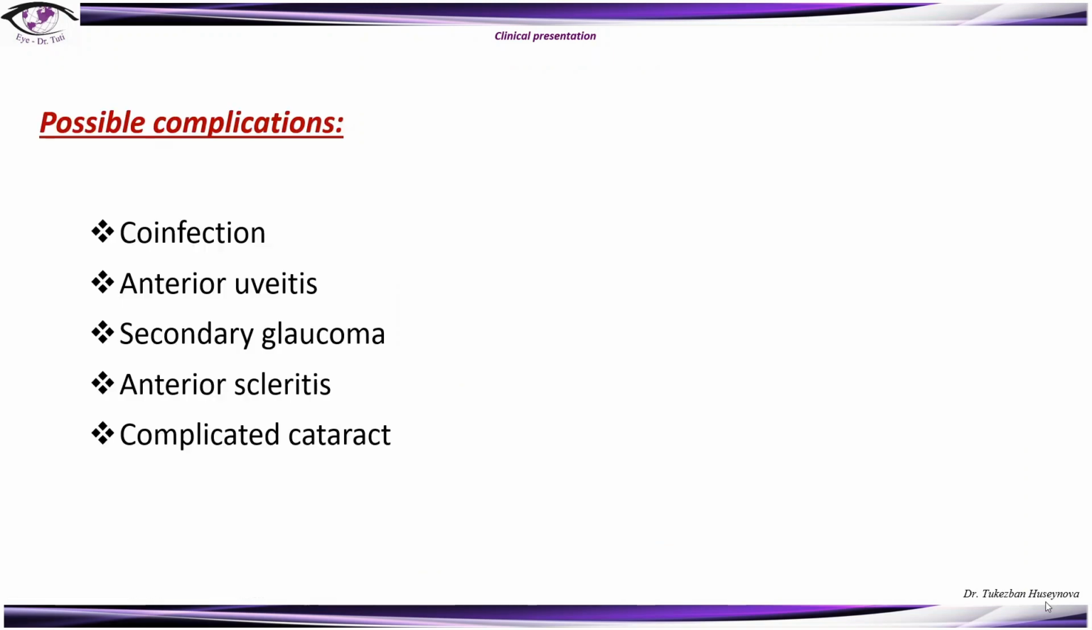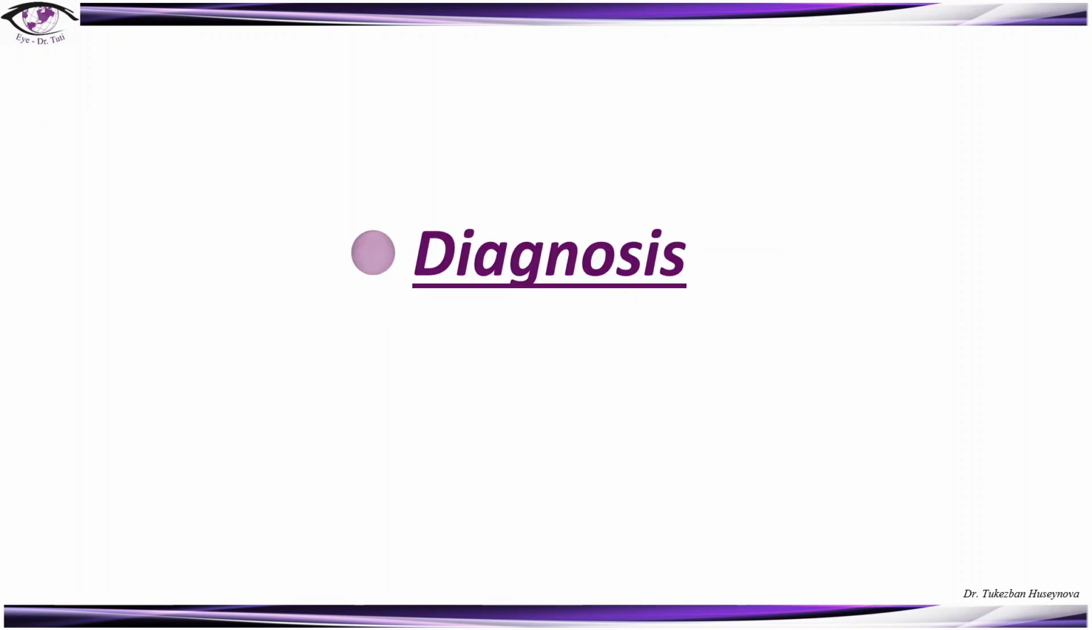The possible complications of this disease are co-infection, anterior uveitis, secondary glaucoma, and anterior scleritis. And there can also be a case of complicated cataract. Diagnosis.